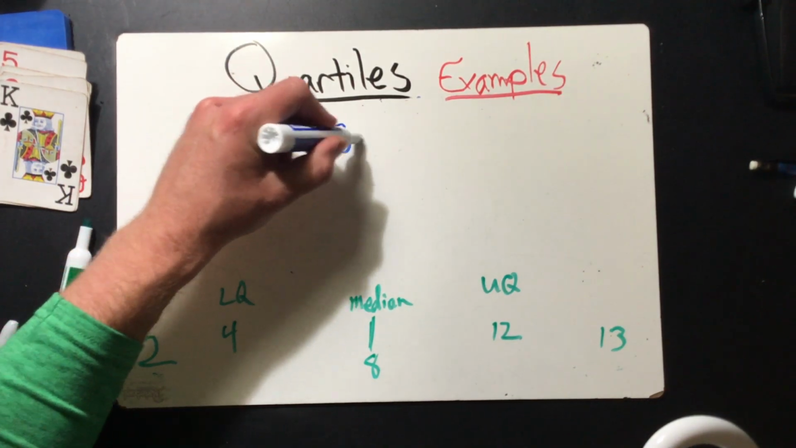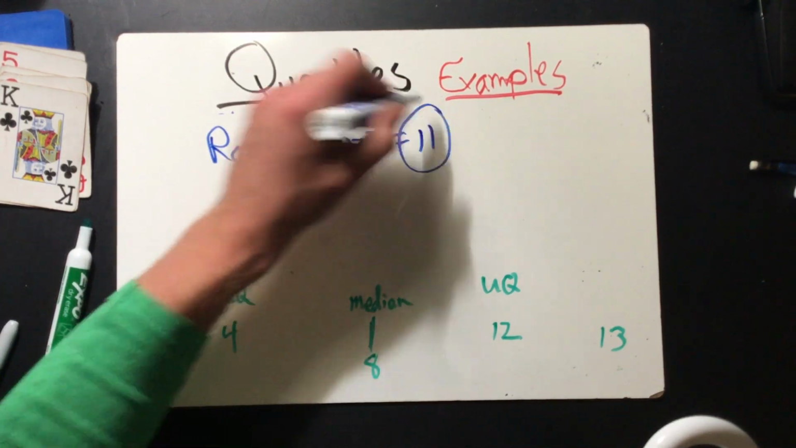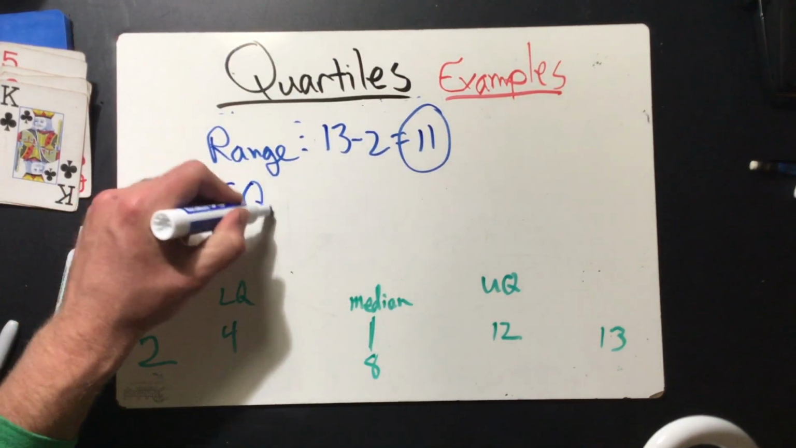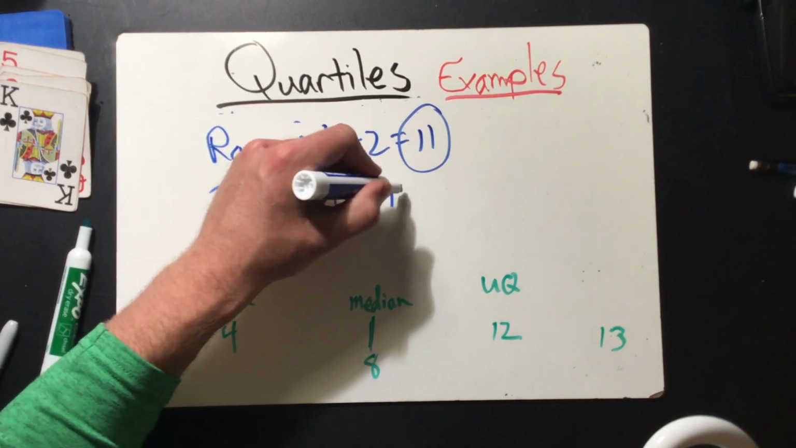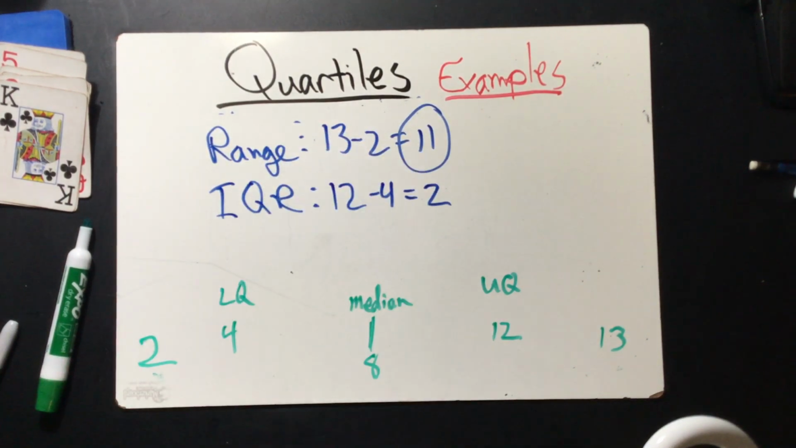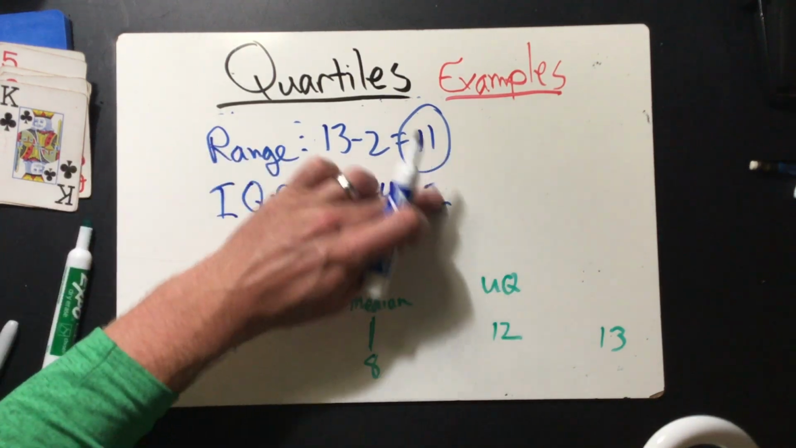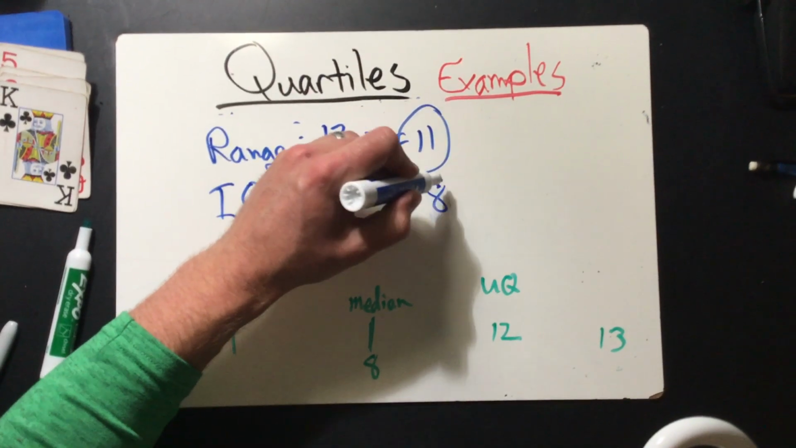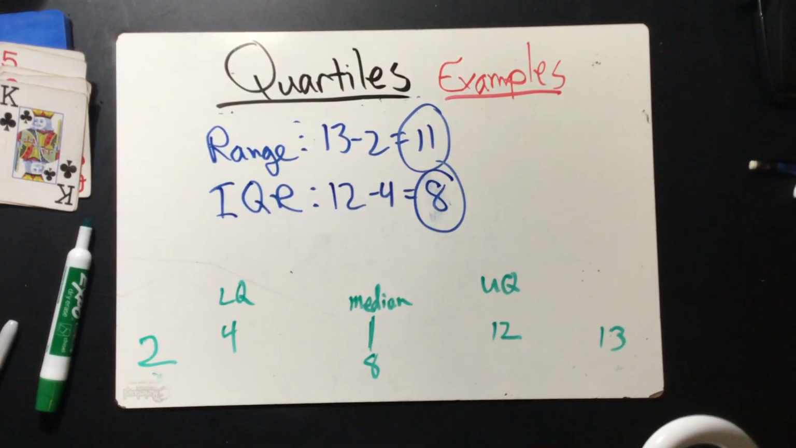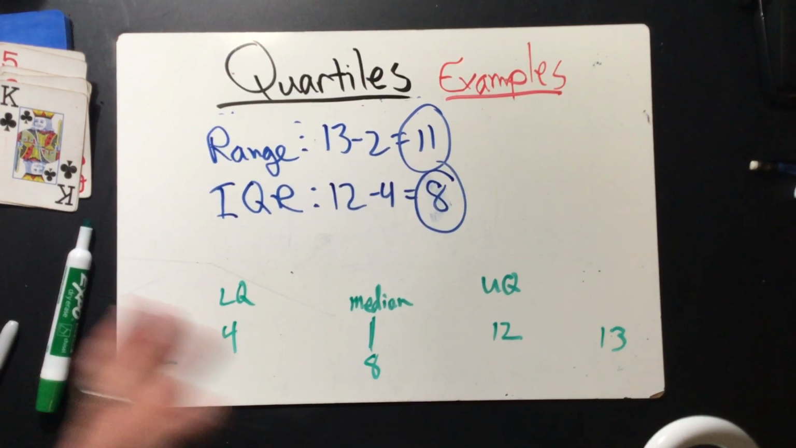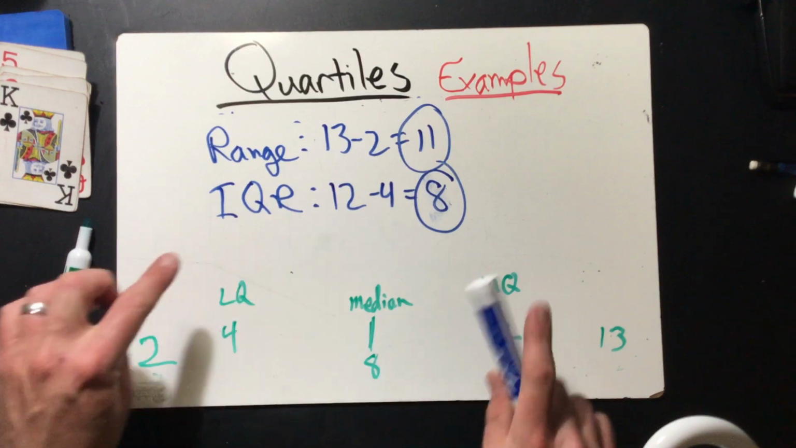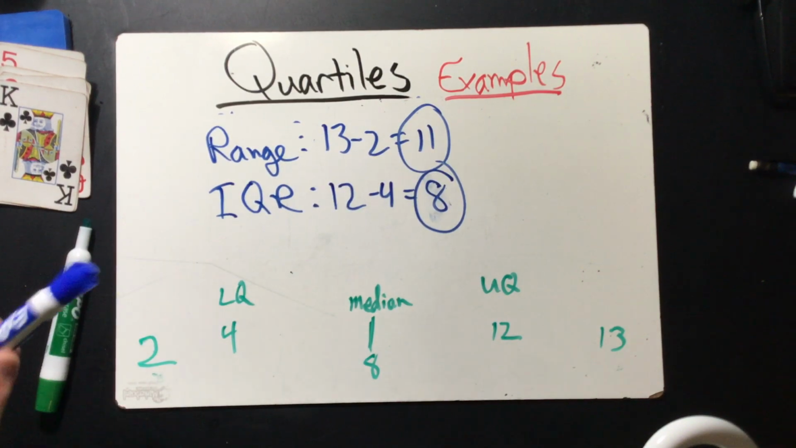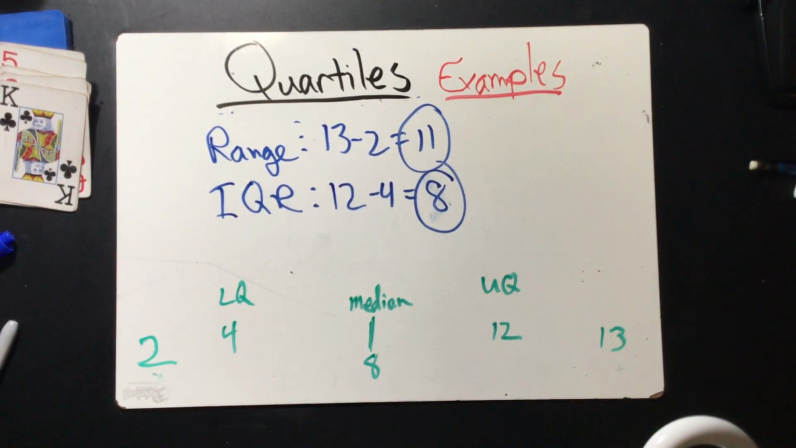So that would be 13 minus 2, which is 11. And the interquartile range is going to be 12 minus 4, which is equal to, no, 8. I don't know what I was thinking. 8. There we go. So 2 examples of having a set of data points, rearranging them in numerical order, finding the median, finding the quartiles, and then using the other information to find range and interquartile range. Let me know if you have any questions.